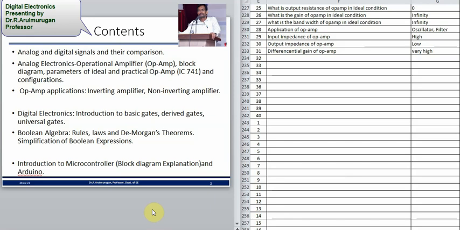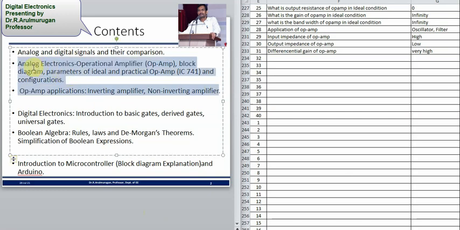The unit name is analog and digital electronics. This is the content. So far we have discussed analog electronics. The analog electronics majorly covers the OPAMP, operational amplifier. The IC of the operational amplifier is IC 741. It comes in a DIP package, dual inline package. It has 8 pins.